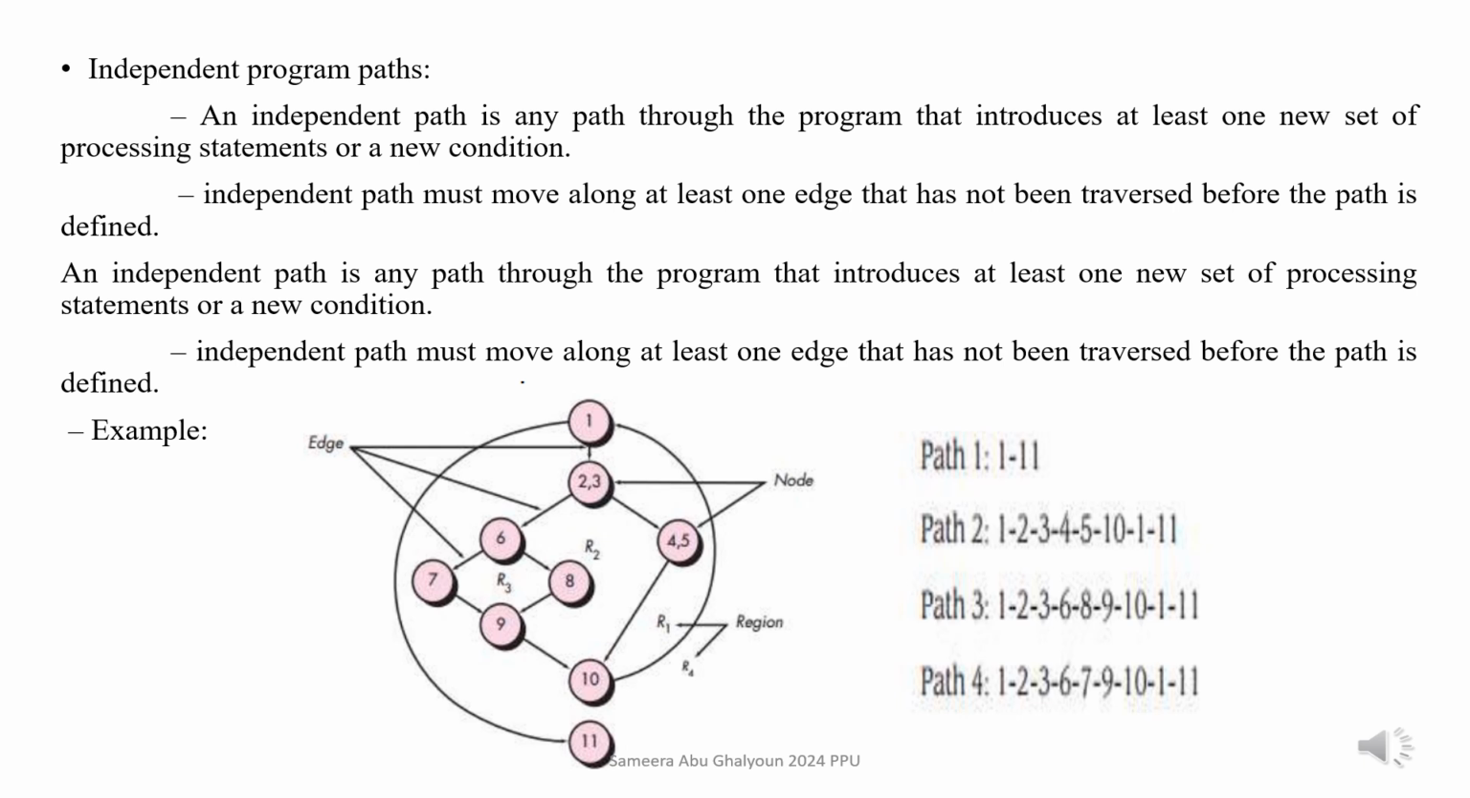Independent program paths. An independent path is any path through the program that introduces at least one new set of processing statements, or a new condition. An independent path must move along at least one edge that has not been traversed before the path is defined.